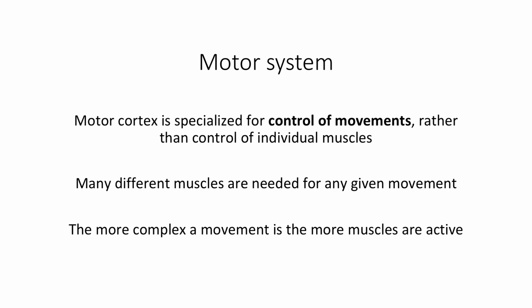So motor cortex is a specialized cortex, which is important for the control of movements. It does not control individual muscles, but it controls certain movements and then tells the spinal cord what these certain muscles have to do. Many different muscles are needed for any given movement, and the more complex a movement is, the more muscles are active, which makes sense, right? If you're dancing, you need more muscles than if you're simply grasping a cup of coffee.